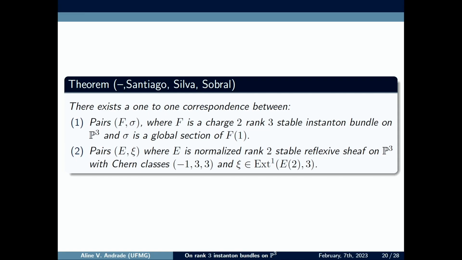So if we take a charge 2 rank 3 stable instanton bundle on P3, we can relate it with a normalized rank 2 stable reflexive sheaf on P3, and these two are related with the same curve on P3, okay? So why is this important? Because we're going to build the moduli space of stable rank 3 instanton bundles using the moduli space of these, which have already been studied by Chen. Okay?